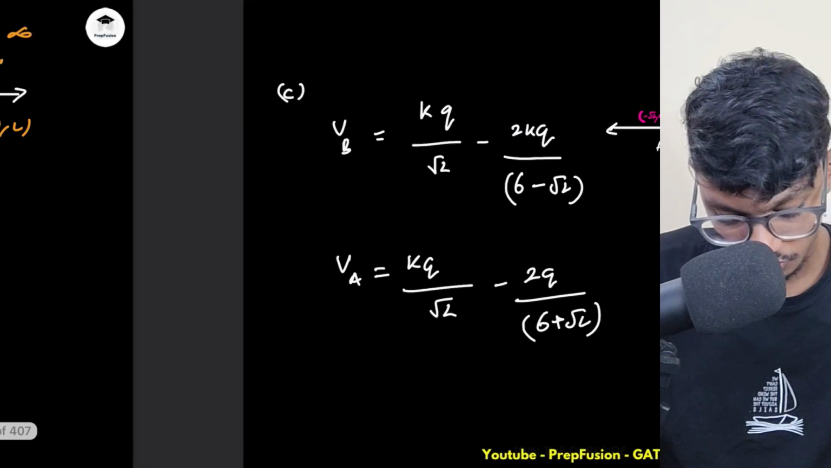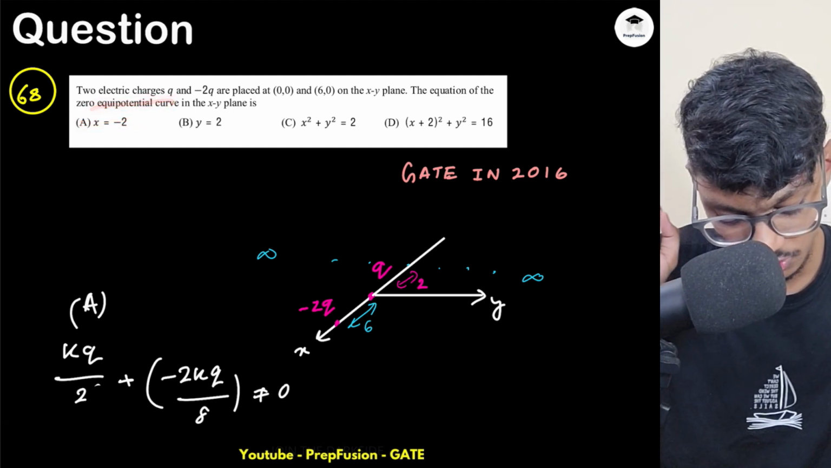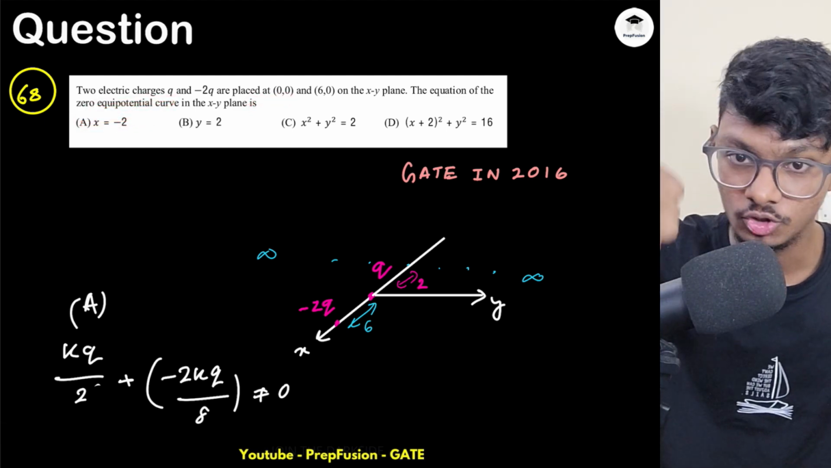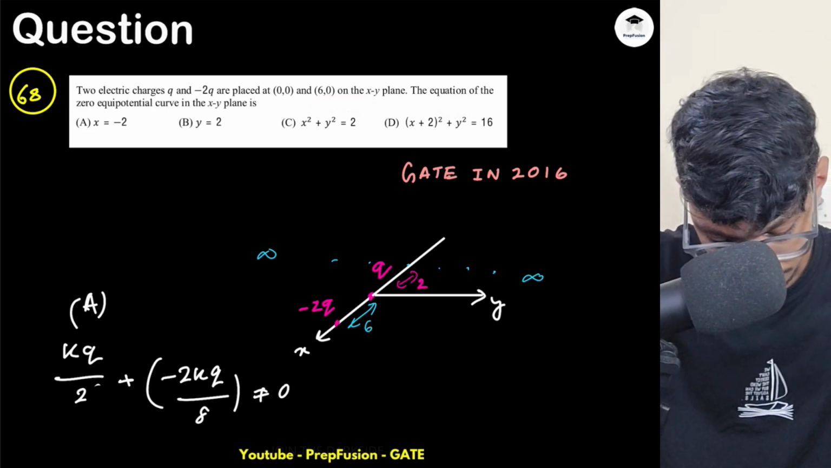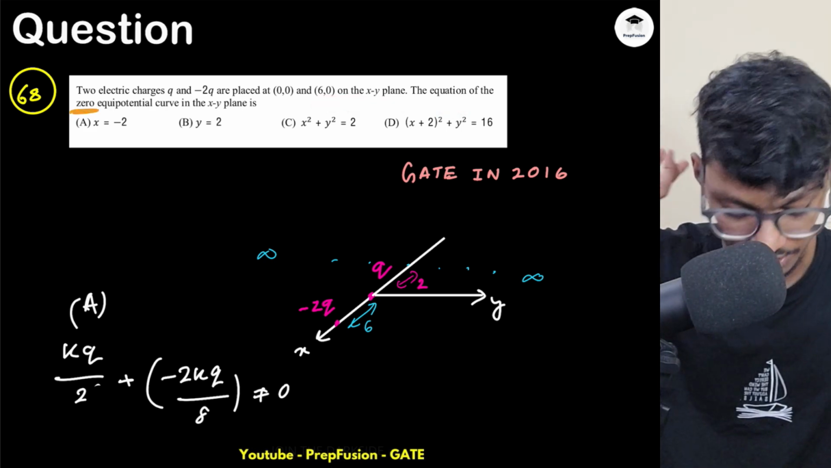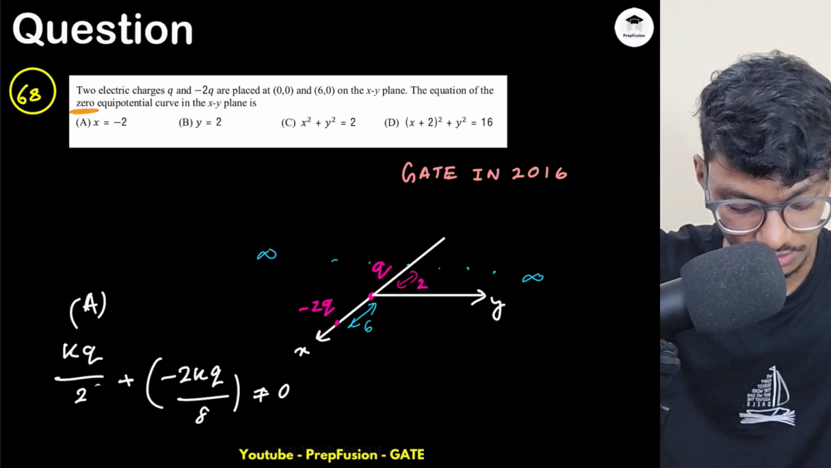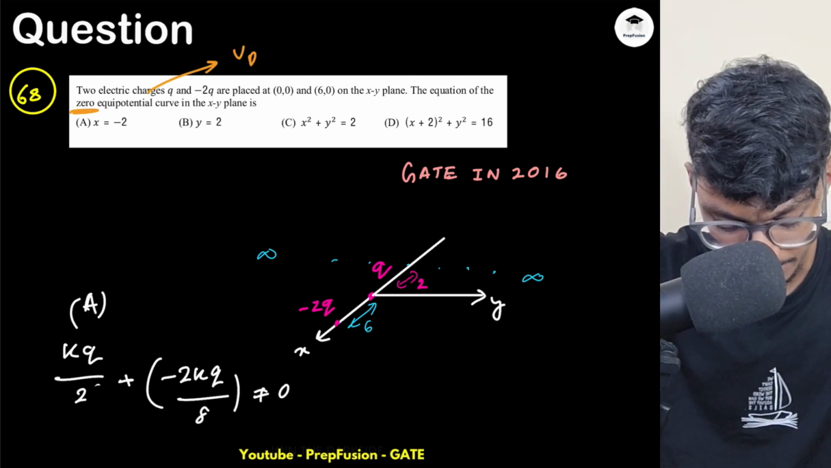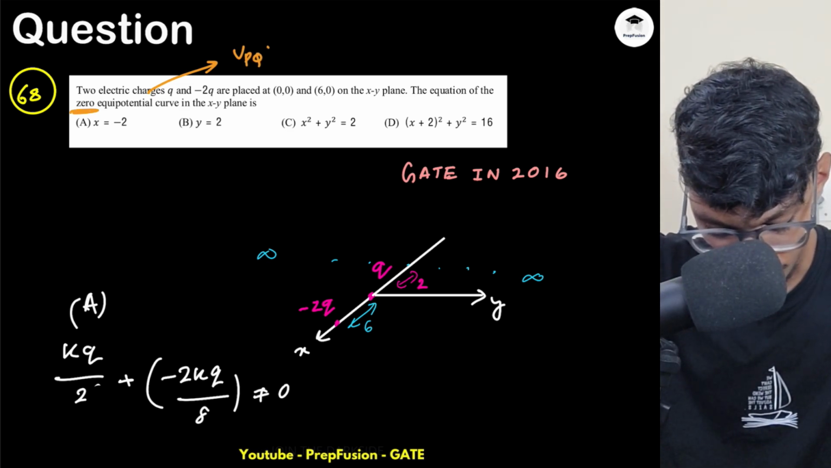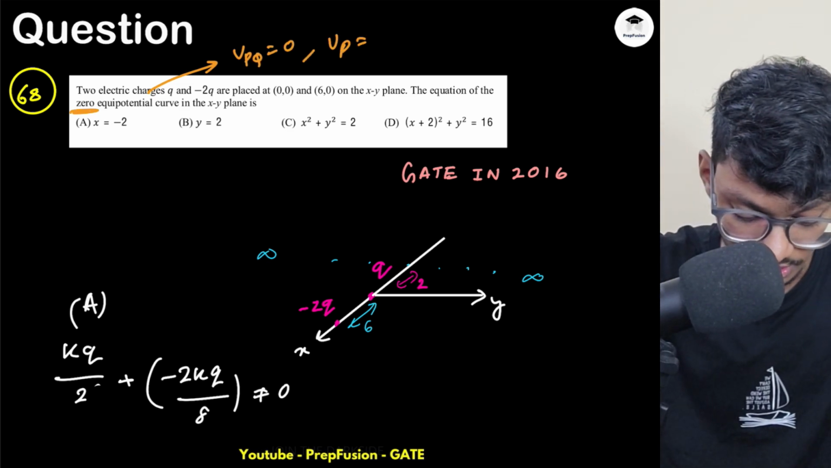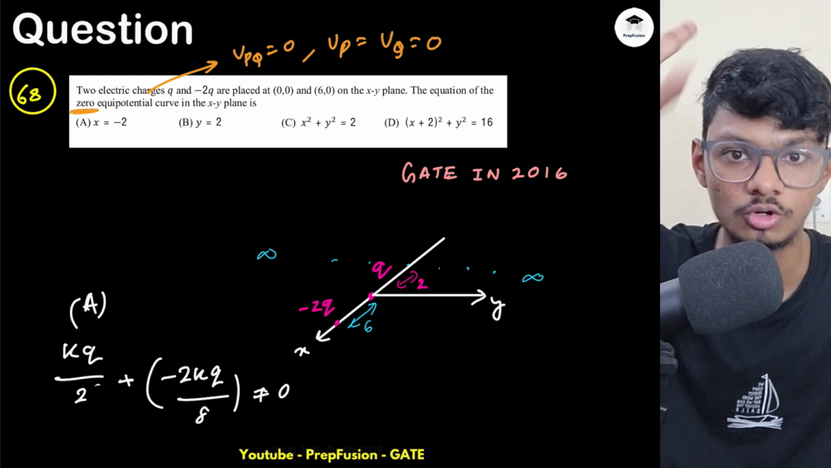There is one simpler way to solve, because if you read the question carefully, what they have mentioned is: two electric charges q and minus 2q are placed at (0, 0) and (6, 0) in the xy plane. The equation of the zero equipotential curve. If it is talking about the zero equipotential curve, that means VPQ will be 0. That is correct. But VP equals VQ will also be 0, because it is talking about the zero equipotential curve.